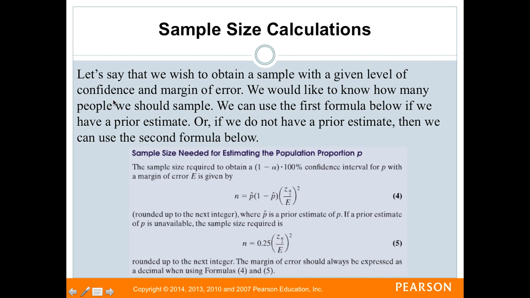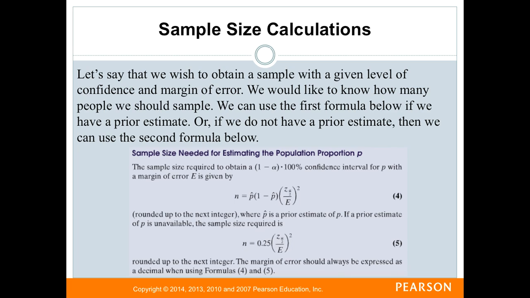All right, let me maximize this again. There's one other type of question that we can ask in this section. The first and the most important is the confidence intervals. But we can also use the same kind of information to do sample size calculations.